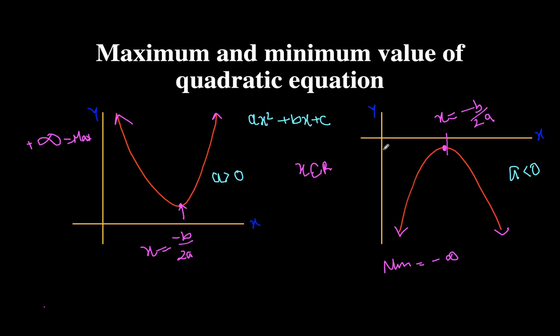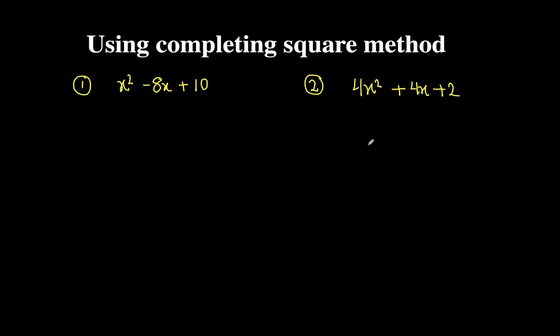Okay, now we are going to find the maximum and minimum value of a quadratic expression or equation using the completing the square method. We have done this method. So if you don't know the completing the square method, you can go to the playlist and you can watch the video on the completing the square method. Okay, so now I'm going to solve this using the completing the square method. So I'm trying to make a complete square.